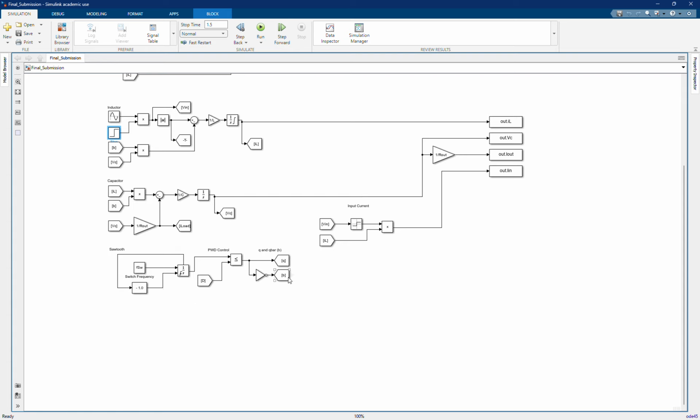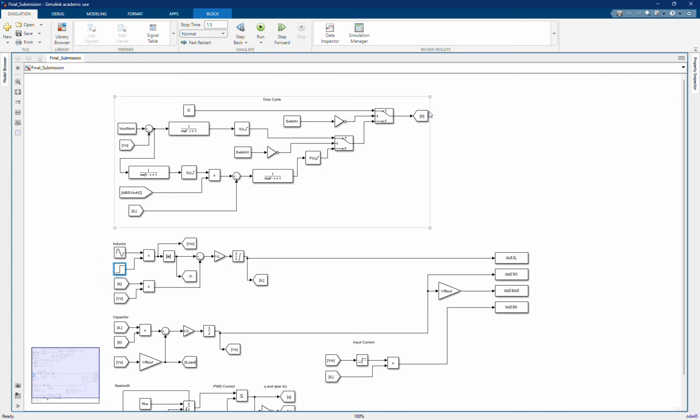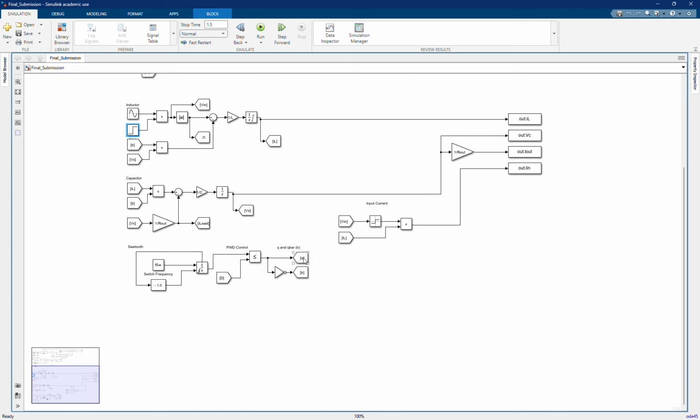And then down here is the sawtooth generator. We have the sawtooth, and then we have the pulse width modulation control. We have this from tag for D, which is from up here. And then we have Q and Q bar, which I labeled as B.